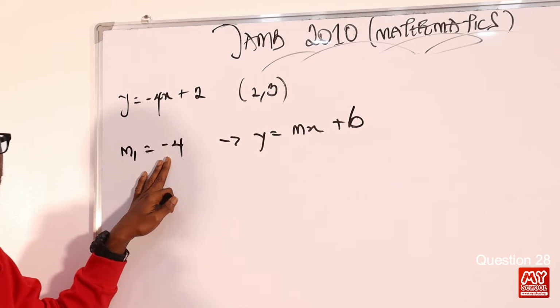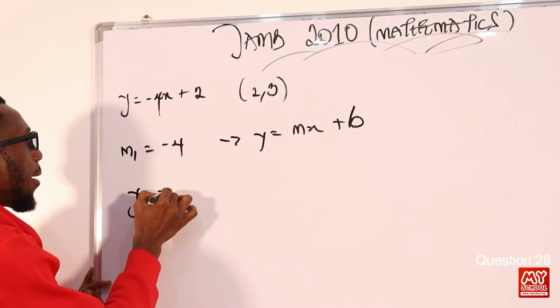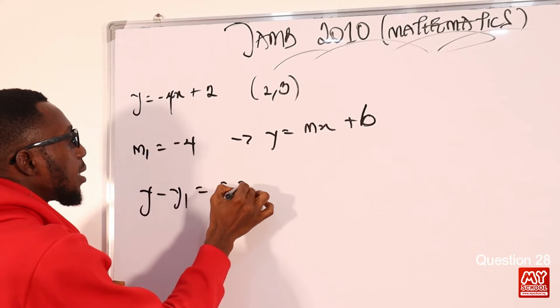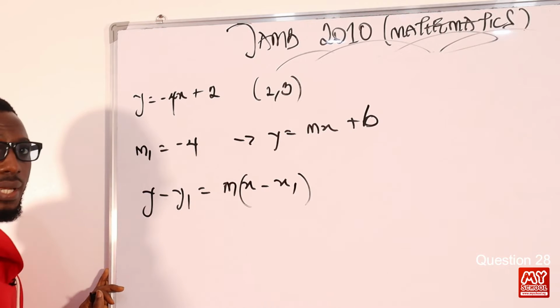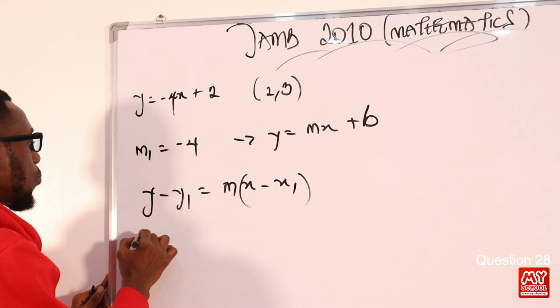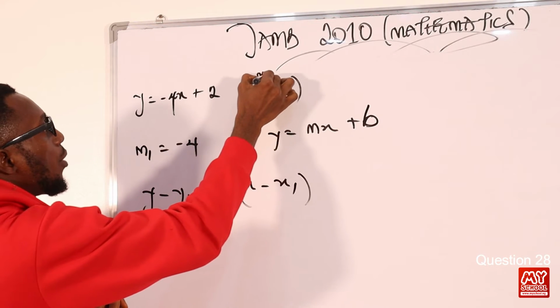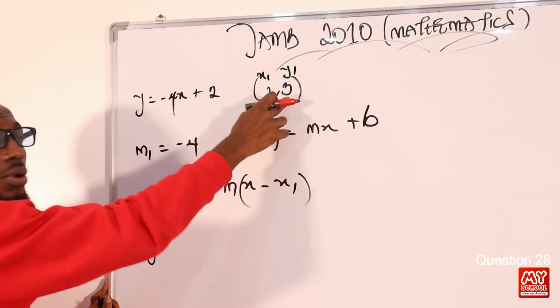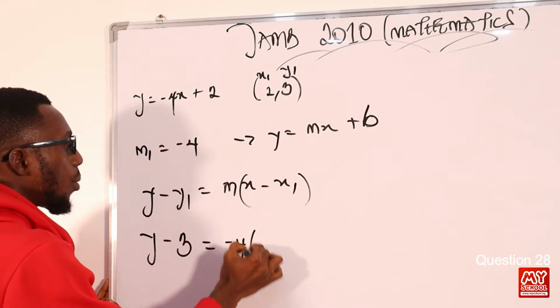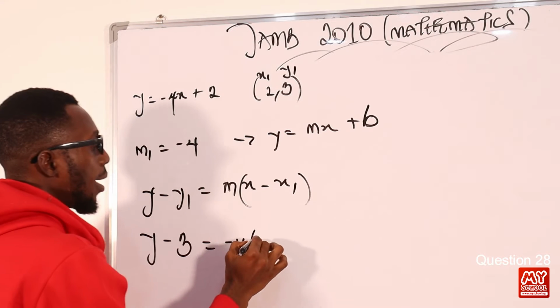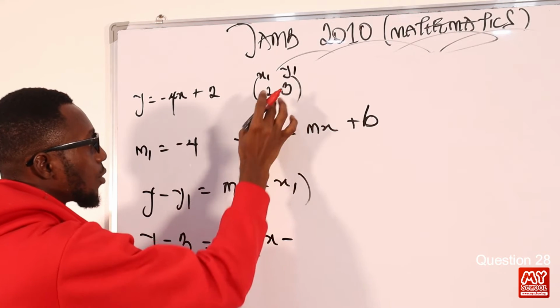So already we have minus 4. Then for parallel, we are going to use y minus y1 equals the gradient into brackets x minus x1. Of course, we do not neglect the gradient. Remember your x1, your y1. So your y1 here is 3. Equals our gradient minus 4 into brackets, x minus x1, that is 2.